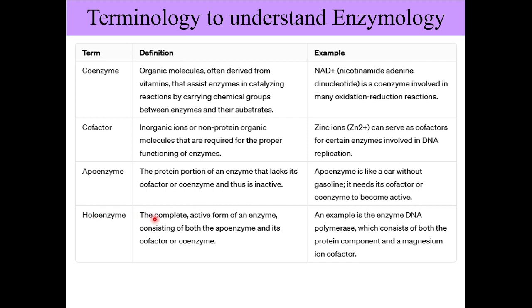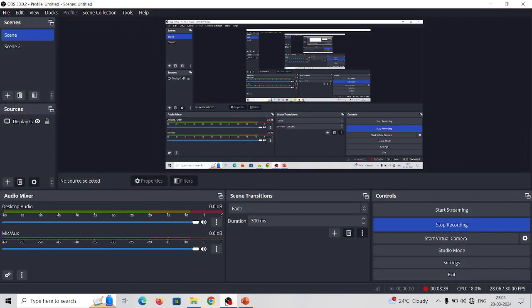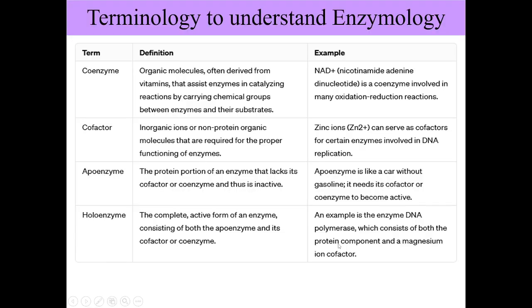And then what happens? Holoenzyme is the complete or the active form of an enzyme, and this is made up of both the apoenzyme and the coenzyme. So an example is DNA polymerase, which consists of both the protein component and the magnesium ion component.